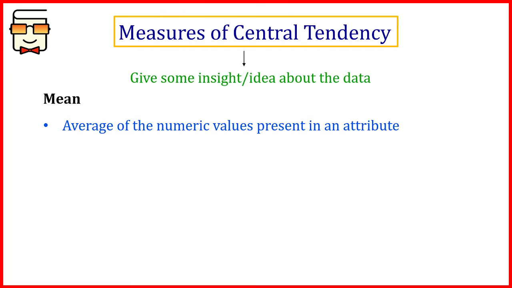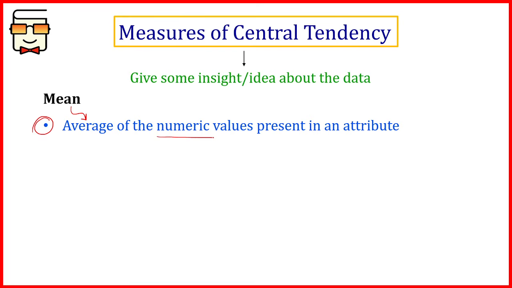Mean is the first type and the most important type of measure of central tendency, and mean in common terms is the average of all the numeric values that are present in an attribute. So from this point you need to take care of three things. Firstly, that mean is the average. Okay, it is the sum of all the values divided by the number of values.